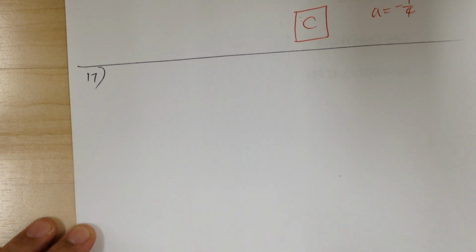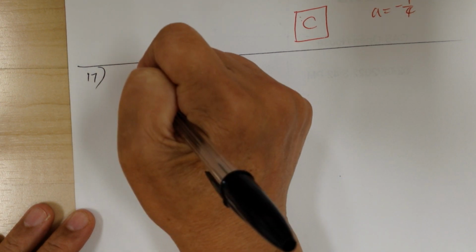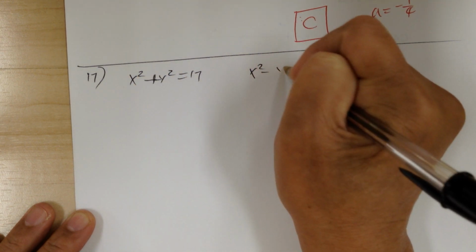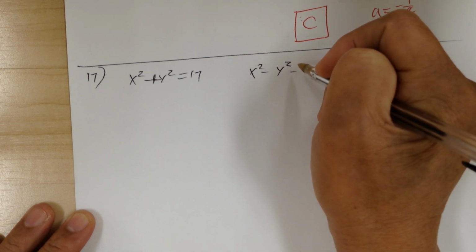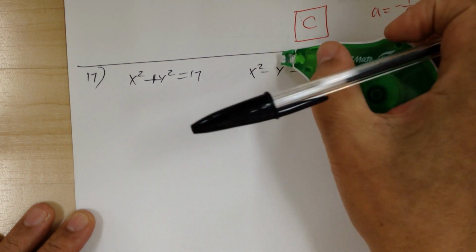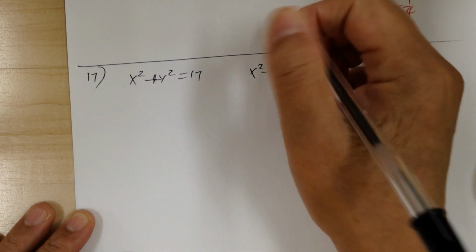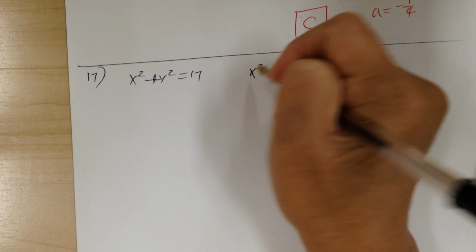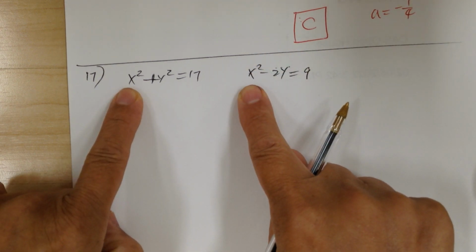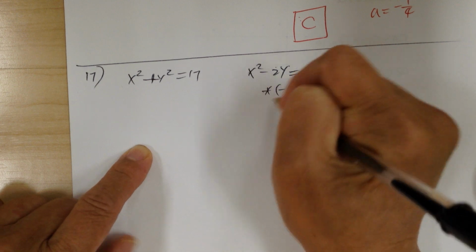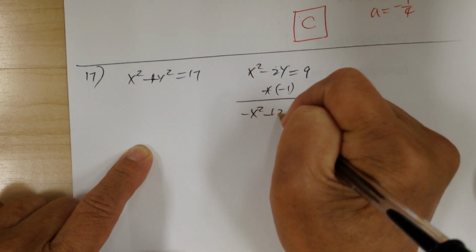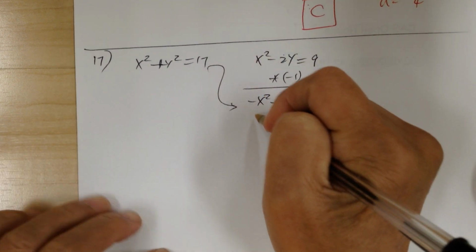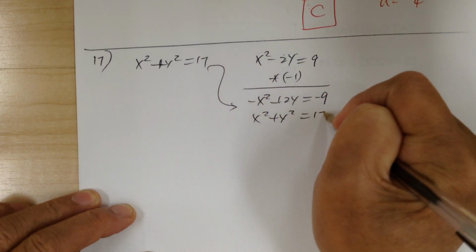Okay, find a real solution. So now this one you have to look for a solution, right? So you got x squared plus y squared equal to 17, and then you have x squared minus 2y equal to 9. Okay, so I'm going to try to eliminate the x squared, so I'm going to multiply this by negative 1. So I get negative x squared plus 2y equal to negative 9, and I'm going to put this under here. So I get x squared plus y squared equal to 17.